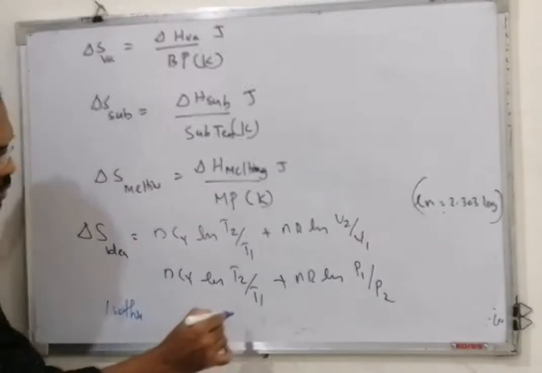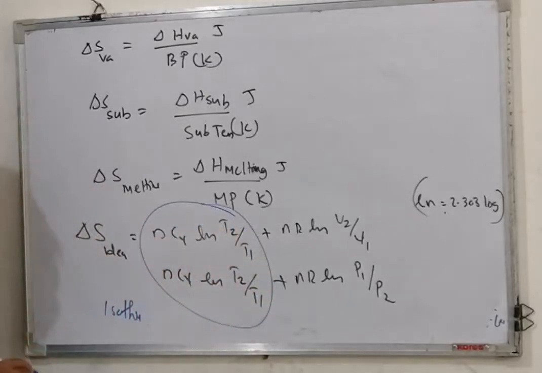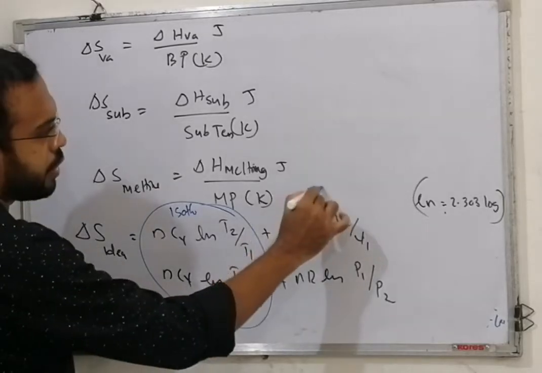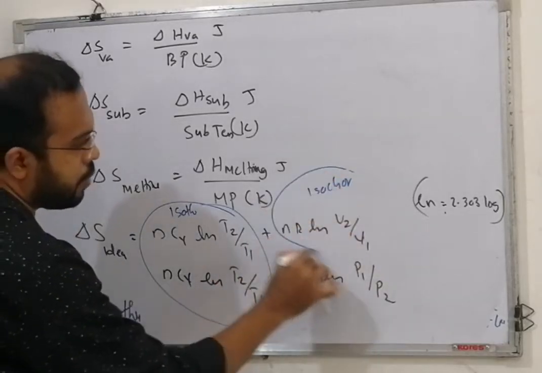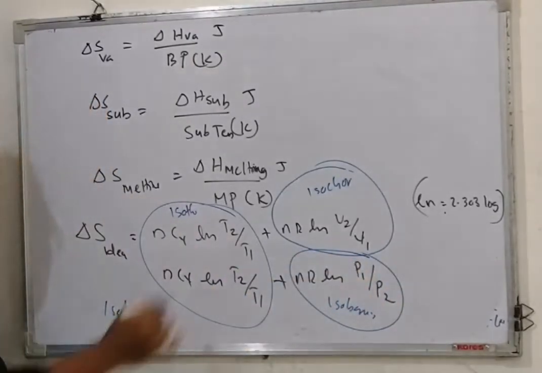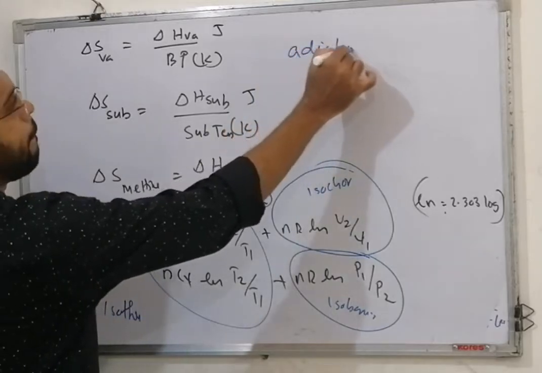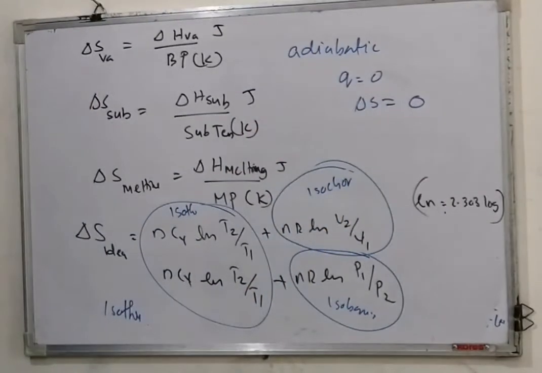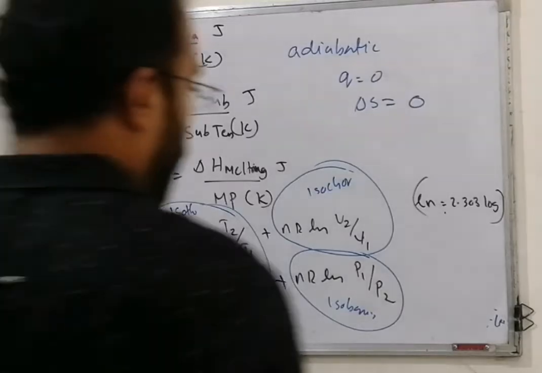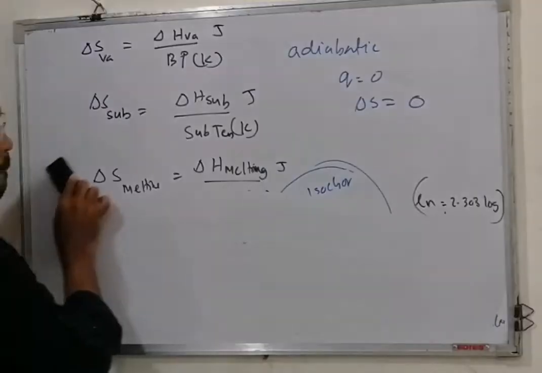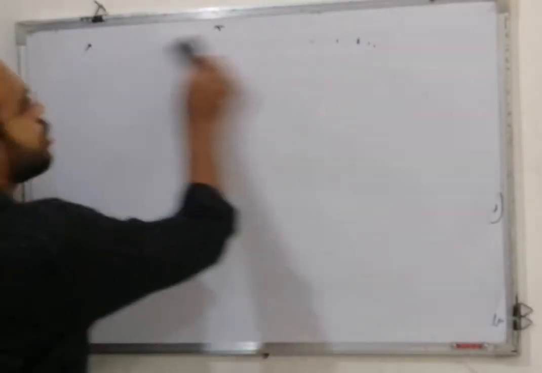Isothermal, these terms are zeros. Isochoric, this term is 0. Isobaric, this term is 0. Adiabatic, Q is equal to 0, delta S is equal to 0. Very simple. Okay. Now we can solve some questions.